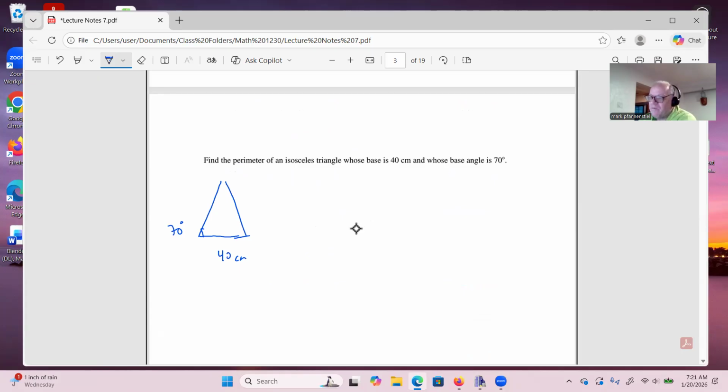Right now, we don't have a right triangle. So we're going to cleave this down the center so that we have two right triangles. When I did that, I cut the base in half, so we're looking at this triangle here, and the base is 20 centimeters. This angle didn't change. That's still 70 degrees. What I'd really like to figure out is the hypotenuse. I don't really care about this altitude. I want to know what this side is over here, because that's what's going to help me get the perimeter of this triangle.